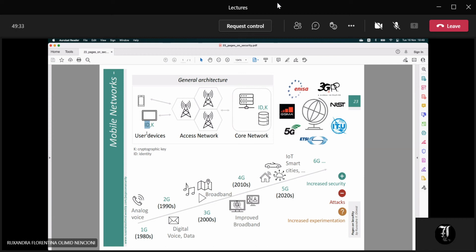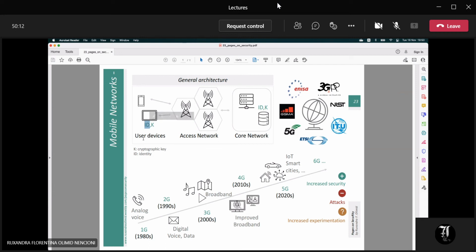Now, because we were talking about the identities, this identity is called differently in different generations. It's called IMSI, International Mobile Subscriber Identity. If I go up to 4G, it's called SUPI, Subscriber Universal, something, identity, I don't remember now. If I go to 5G, it's the same thing. So it's basically an identity.